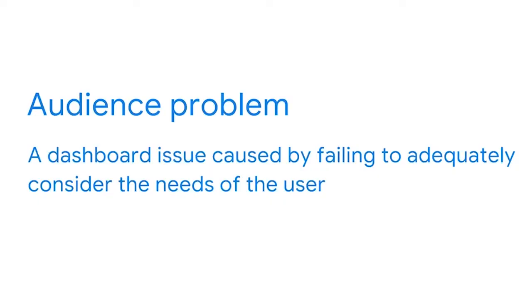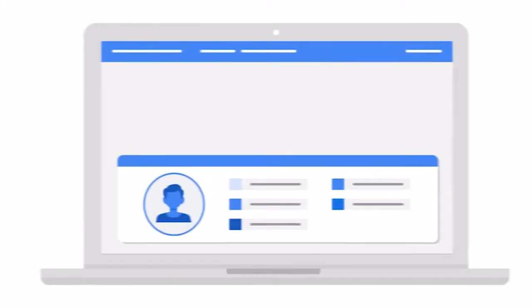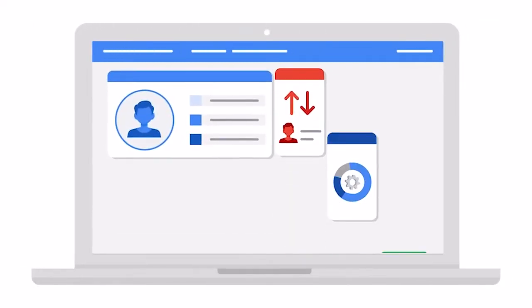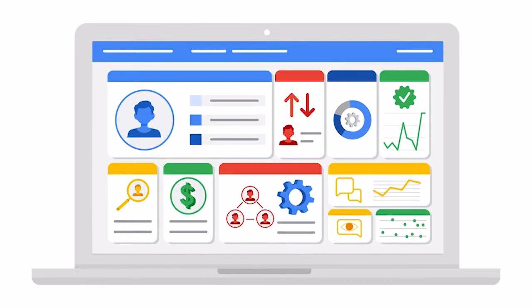These are dashboard issues caused by failing to adequately consider the needs of the user. For instance, imagine you're tasked with creating a dashboard for a company's human resources team. The tool needs to keep track of how many employees the company has hired or will hire and how many have resigned. If your dashboard also includes financial and operational metrics, these won't be relevant to your audience and may clutter the dash, causing complexity or confusion, which means your tool won't be as helpful to stakeholders as it could be.